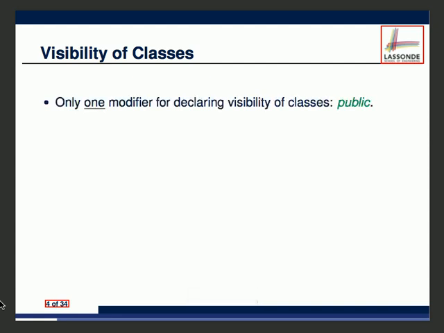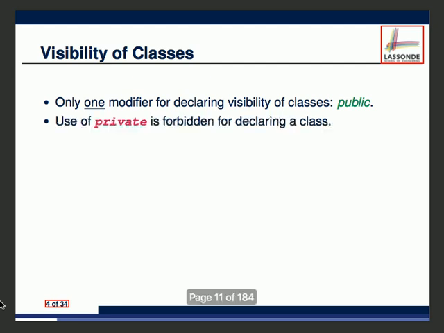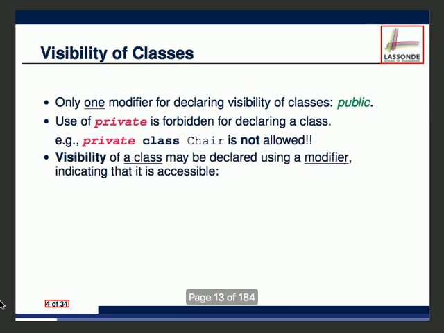So there's only one modifier for your class. You can either say class cat, or you can say public class cat. You cannot say private class cat. It's simply not allowed in Java. There's only one modifier for class. That's something to note. So it's either public or not public. Okay, private is not allowed.